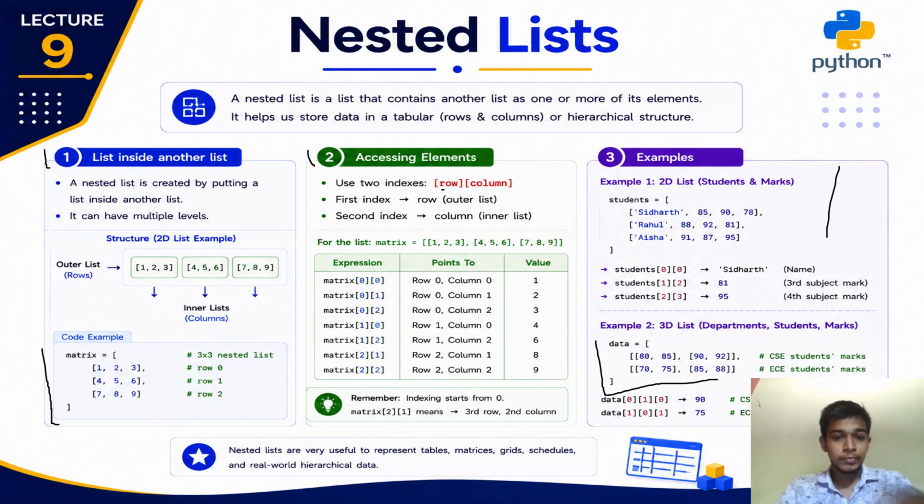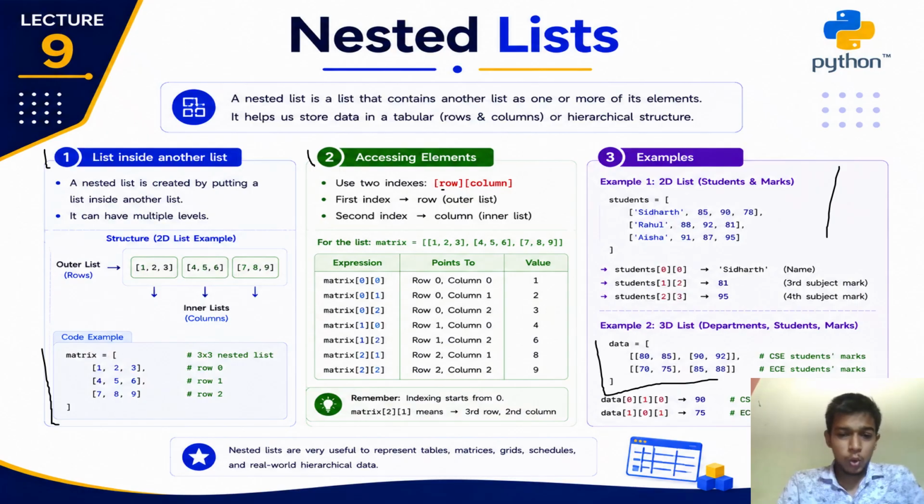Let's quickly revise some key points. A nested list is a list inside another list. The outer list contains multiple inner lists. We use two indexes to access data. The first index selects the row, the second index selects the column. Nested lists are widely used for tables, matrices, and structured data.